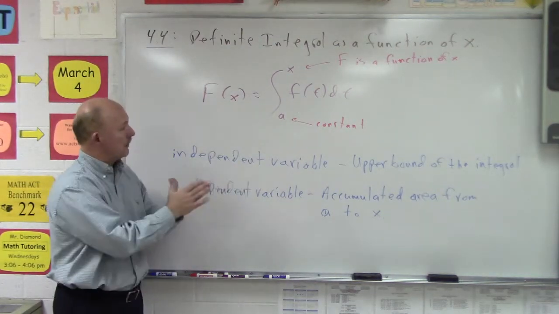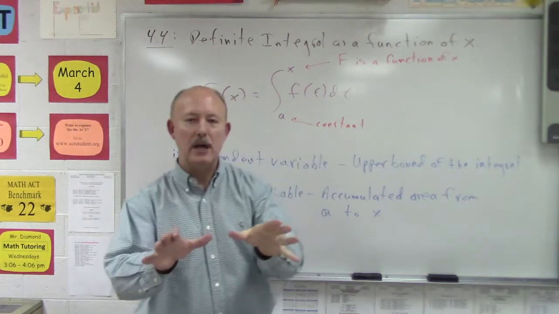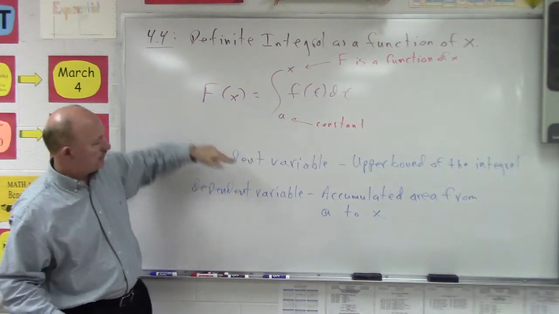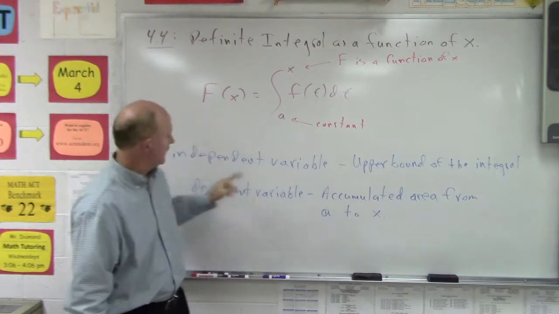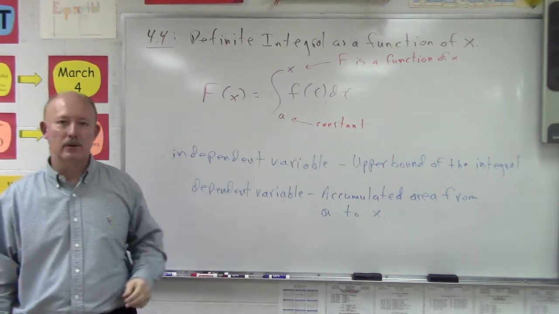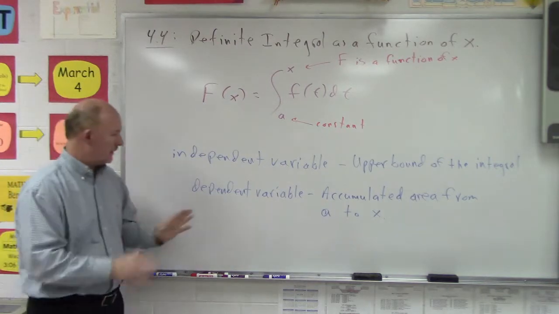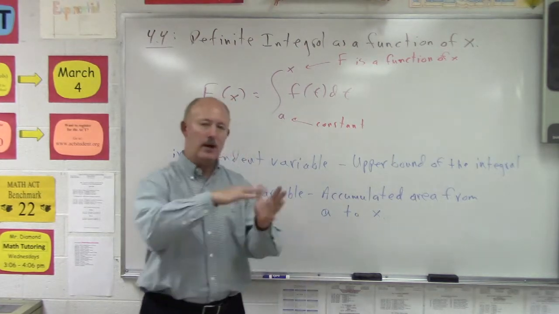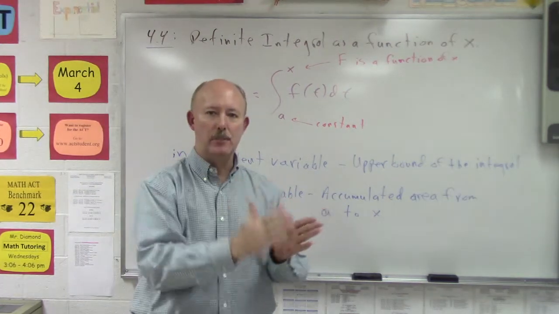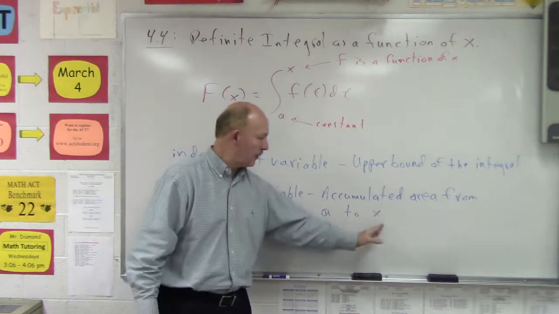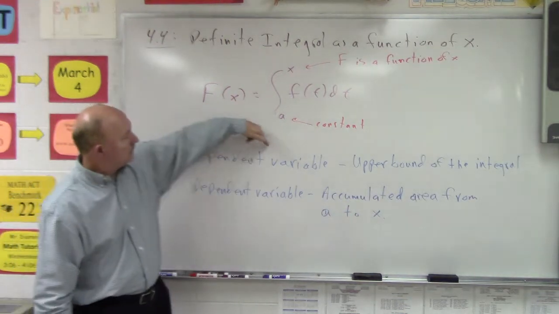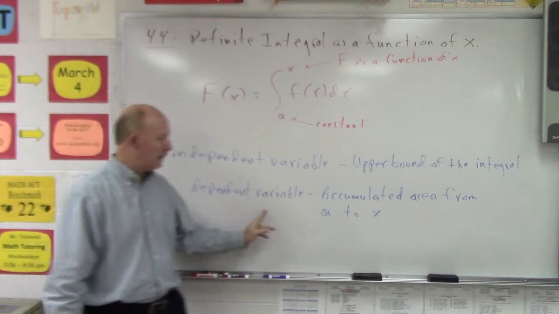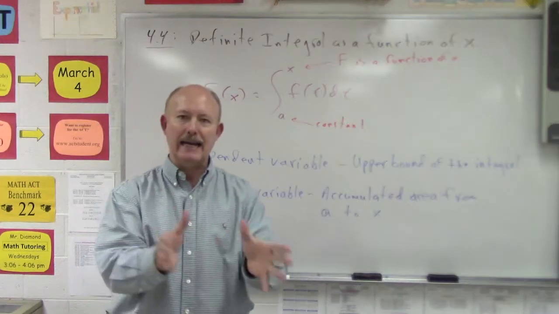So when you think about this, this is what the function describes. The independent variable of the function is the upper bound of your integral. So the independent variable is x, the upper bound of our integral. The dependent variable is going to describe the accumulated area from a to x, so the area under a curve from a to some variable x. Once again, the independent variable is the upper bound of your integral, and the dependent variable is the accumulated area under the curve from a to x.